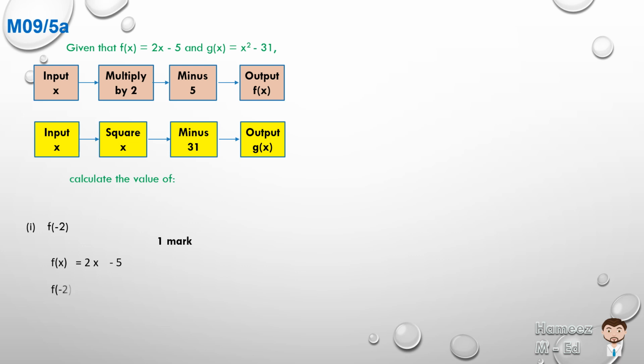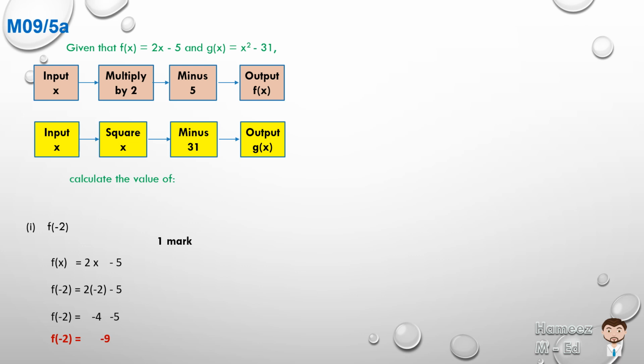So f of minus 2, meaning there's a function of minus 2, which means to say we're going to follow some particular rules. And that is equal to 2 times minus 2 minus 5. And 2 times minus 2, that will give us minus 4 minus 5, which is minus 9. We owe $4 and we owe $5, so that means we owe $9 in all.